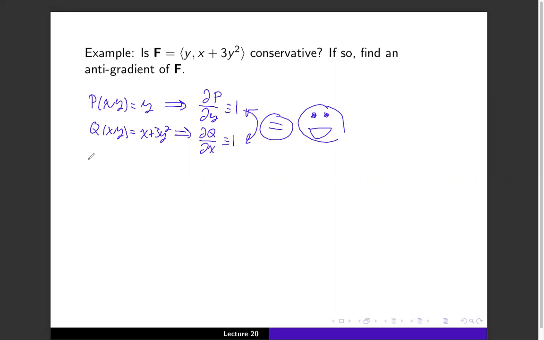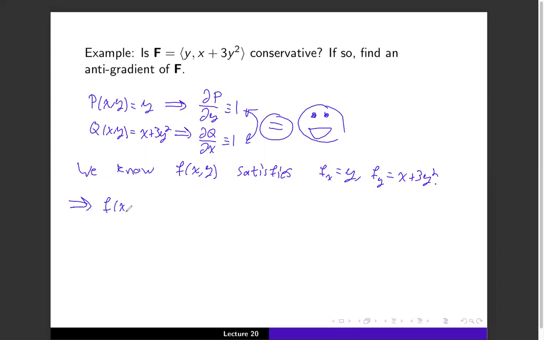So the anti-gradient in this case, well, how are you going to find that? We know that there's some function f, and that function satisfies f_x is y, and f_y is x plus 3y squared. Well, what that tells us is, if we just anti-differentiate y with respect to x, that should give us f, regular old f, rather. And that's not hard to do. It's xy plus, now here's the catch though.